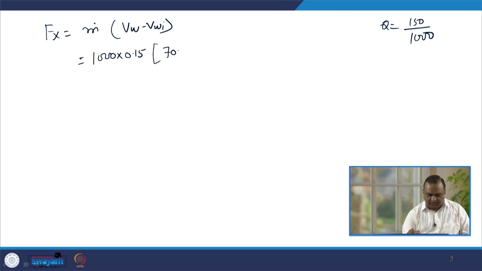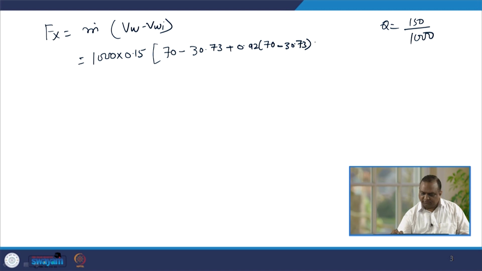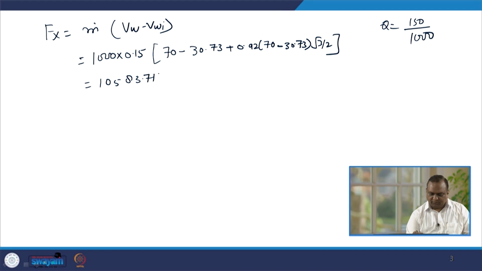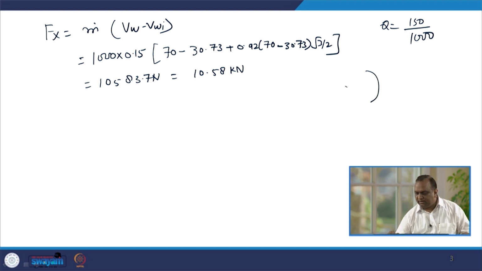Vw is 70 minus Vw1, which is 30.73, plus 0.92. So, 70 minus 30.73. I am just putting the values under root 3 by 2. And from this, we will be getting 10,583.7 Newton or 10.58 kilonewton. That is the force which is exerted on the vane in the direction of the motion, right? Because there is a change in relative velocity.